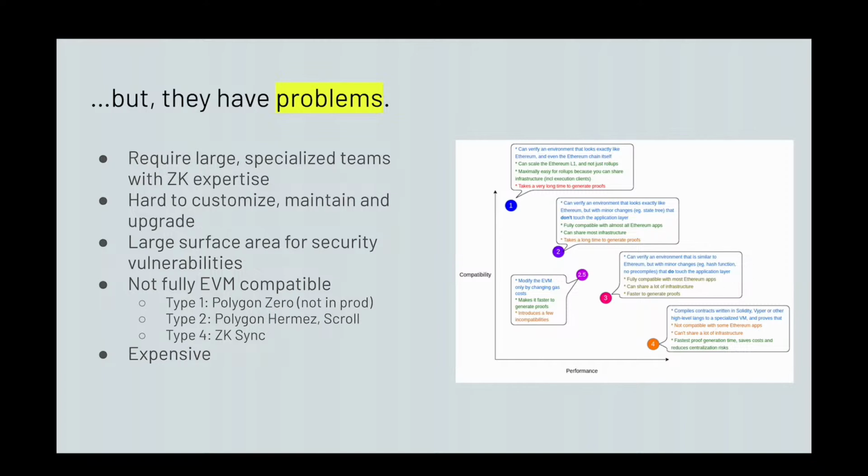And then also, a lot of the ZK rollups today are not fully type 1 compatible. So type 1 means that you have the same state root computation as Ethereum, for better or for worse, including RLP, the Merkle-Patricia trie, Keccak hash function. And so a lot of the ZK rollups, because implementing that in ZK is very difficult and is very expensive, they're type 2 or type 3 or type 4.